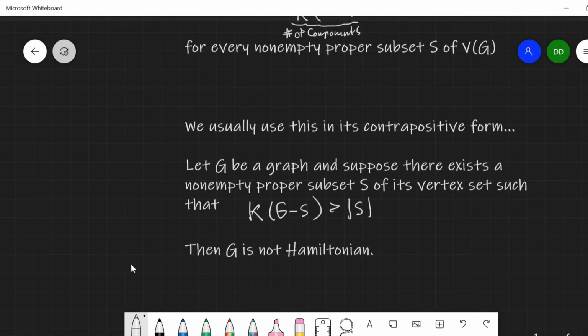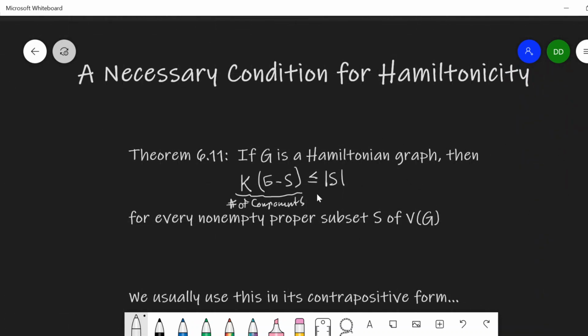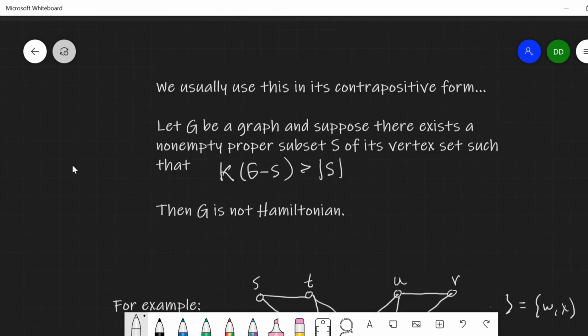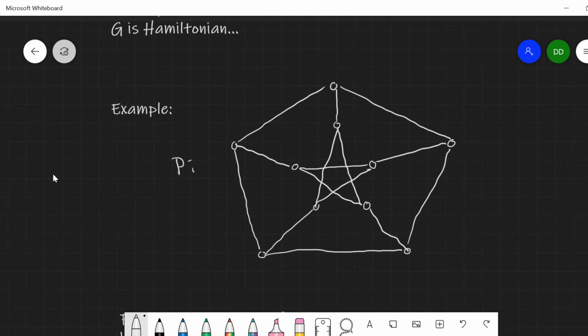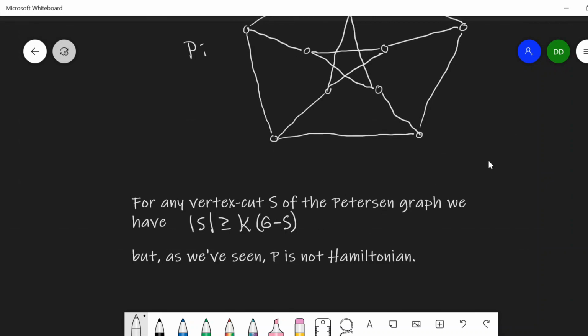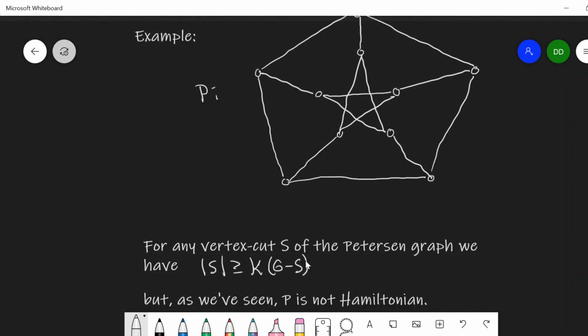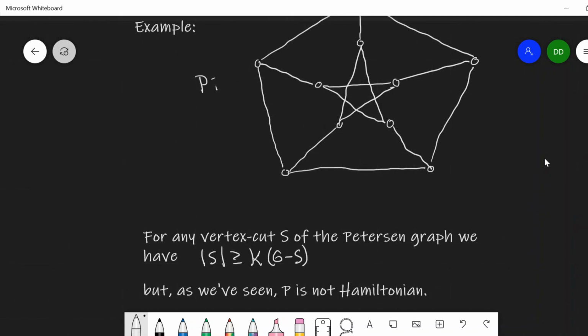So in particular, what I'm saying here is that this necessary condition for being Hamiltonian, that it holds for every subset, is not sufficient. This can be true, and the graph can still be not Hamiltonian. So, for example, is the Petersen graph. Of course, one can check, and in fact, I'll prove this in the next video, that if you remove any set S of vertices, any vertex cut, the number of vertices you removed is at least as big as the number of components that are left over. Yet, the Petersen graph, as we know, is not Hamiltonian.